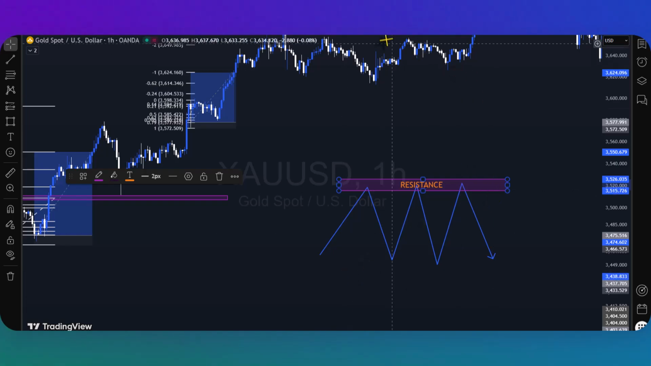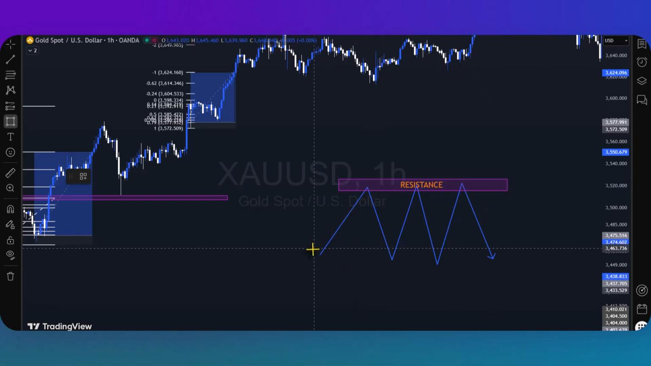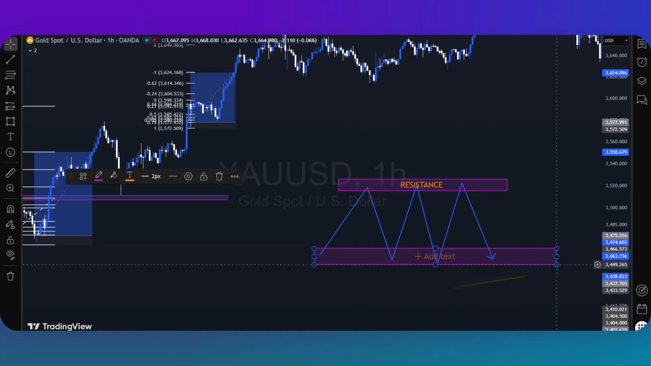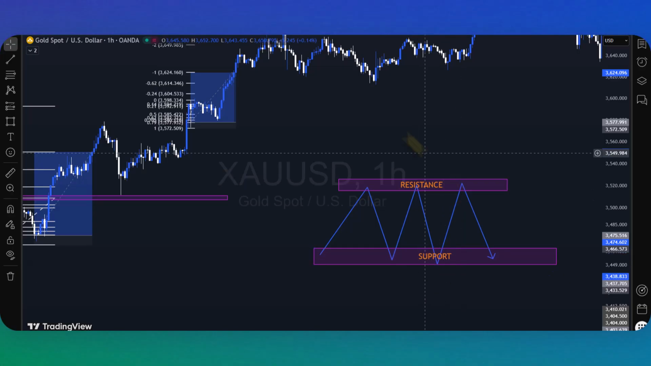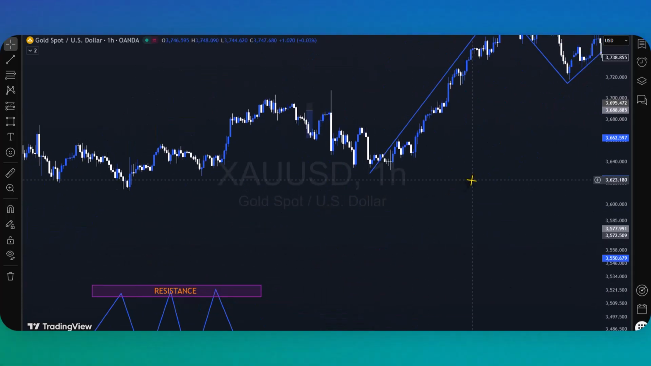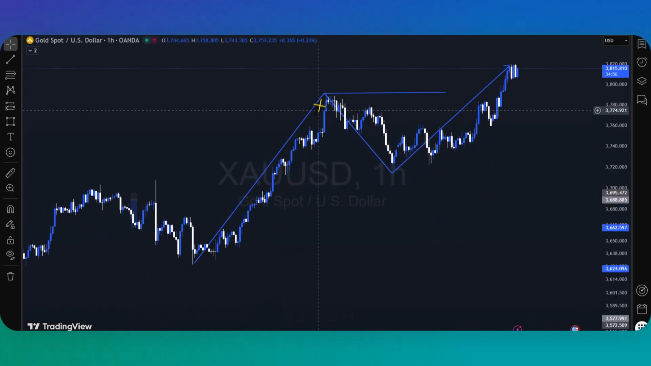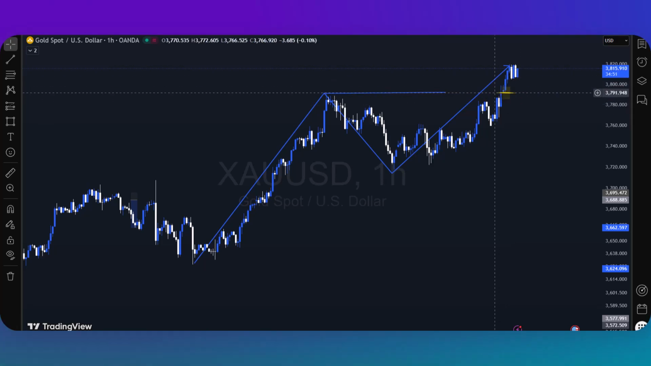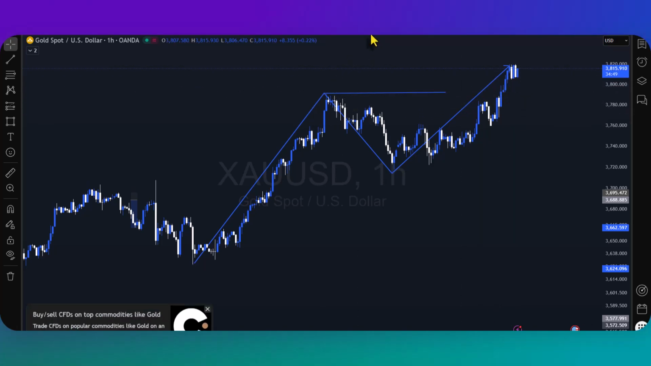And the same for here, a support zone. So do you understand it? Now this one, like I said, hasn't become support yet until it comes back to this zone, until it comes back to around this zone before resistance becomes support.